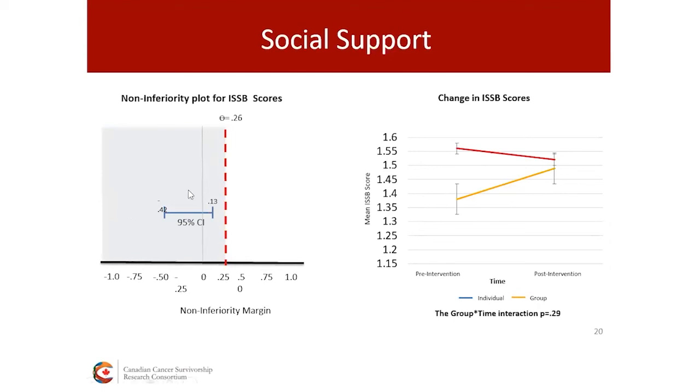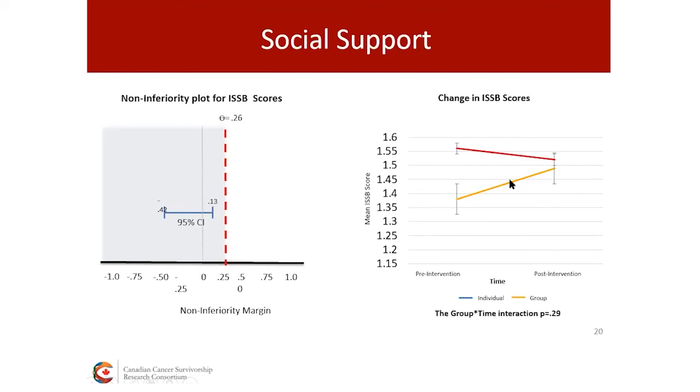So just as with the fatigue measure, we needed the non-inferiority margin to be greater than the upper end of the 95% confidence interval of the raw change scores between the two arms, which was true in this case. So we could say that this was non-inferior to the individual acupuncture.